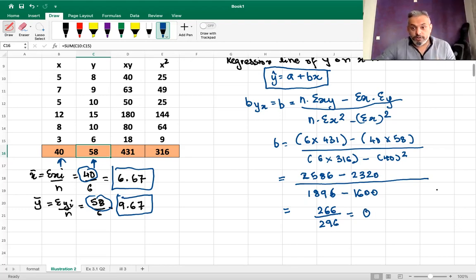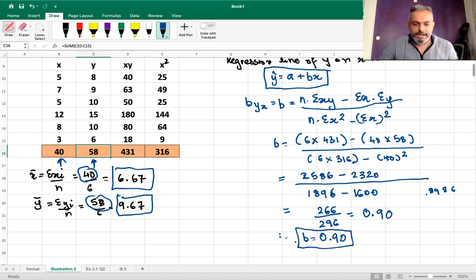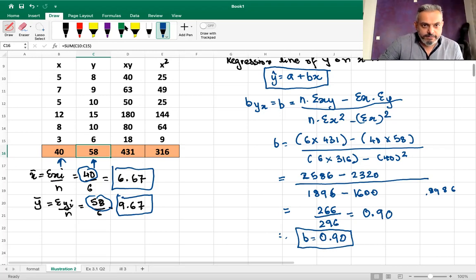Now pay attention, it comes to 0.8986. So here we take 0.89, and after that there is an 8. So we add 0.01, and it will become 0.90. Therefore, b is equal to 0.90. Now, b is found. Let's find a.